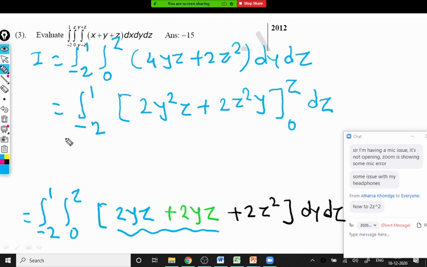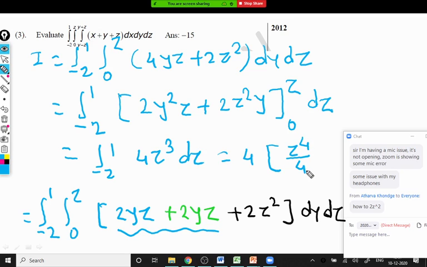Yes, sir. Now if we put limits here, it becomes 2z cube plus 2z cube, that is 4z cube dz. I've written directly, that is 4 z raised to 4 by 4, minus 2 to 1. So that 4 gets cancelled, and if you observe, we are taking 1 raised to 4 is 1, minus 2 raised to 4 is 16, and that is minus 15 is the answer. The answer is minus 15.